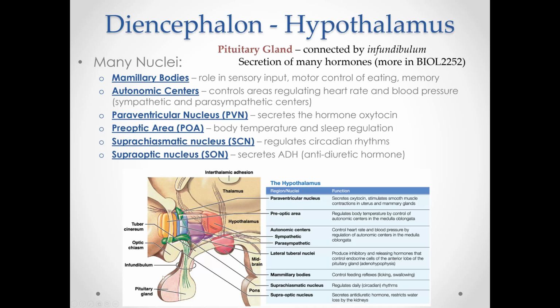So the pituitary gland is also attached to the hypothalamus through a stalk called the infundibulum. And you can see that the axons of some of the hypothalamic cell bodies actually come down through the infundibulum so that they can release their hormones out of the posterior pituitary. And we'll talk more about the pituitary gland and the secretion of all of its hormones in A&P2.